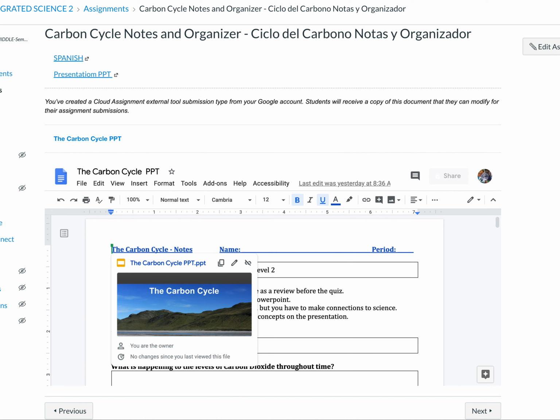Alright, this is another review assignment. It will walk you through a lot of things about the carbon cycle that we have not covered on the previous notes.